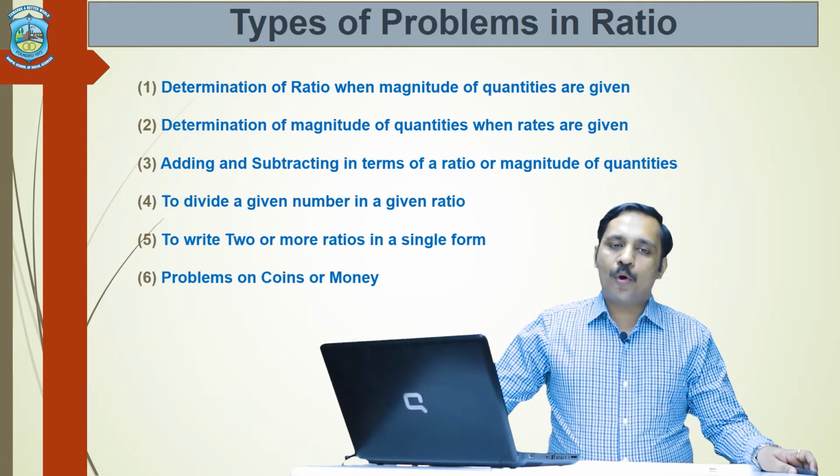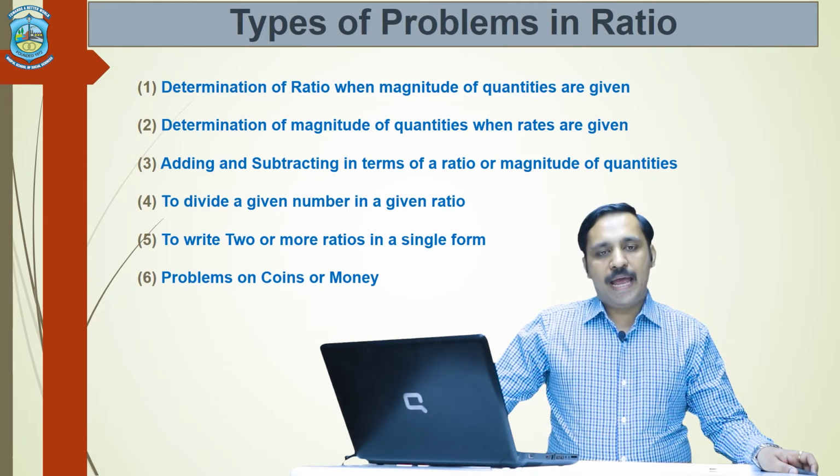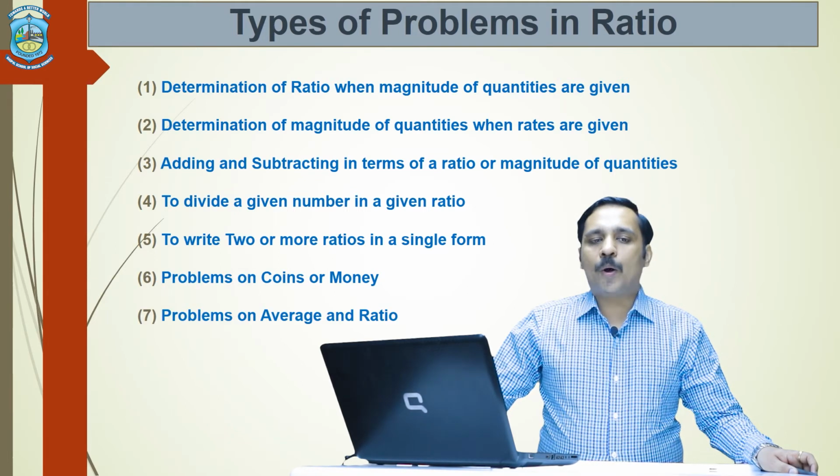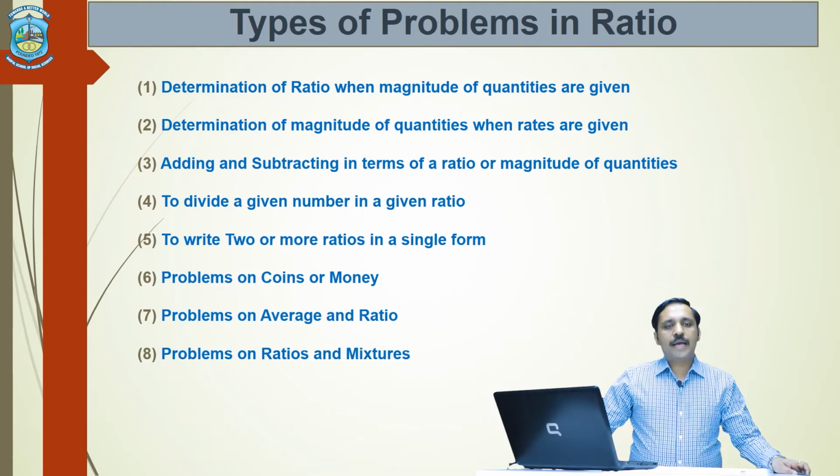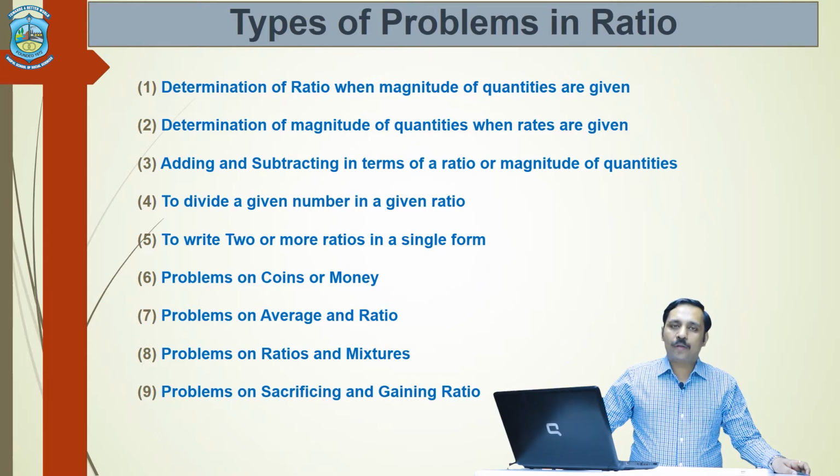Next, we have problems on coins or money. We have problems on averages and numbers. We have problems on ratios and mixtures. And we have problems of sacrificing ratio and gaining ratio, which is more important in the business world.